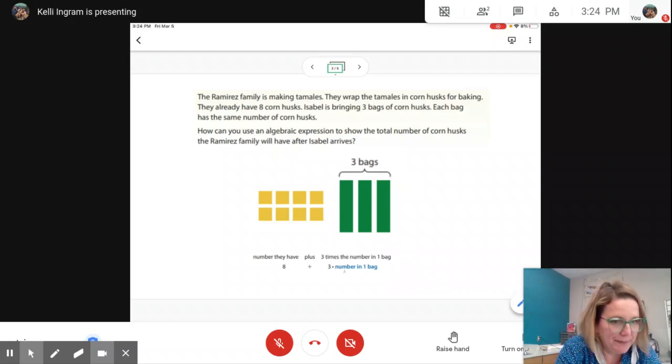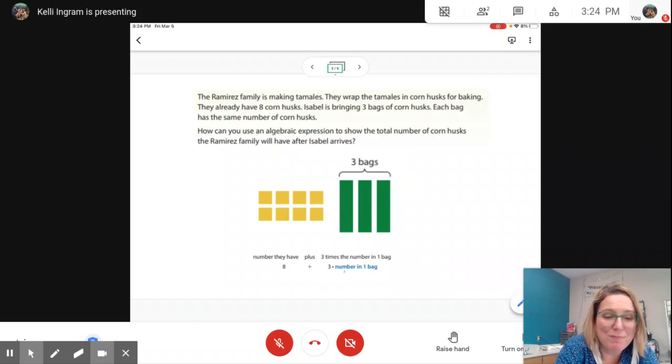All right. The Ramirez family is making tamales. They wrap the tamales in corn husks for baking. They already have 8 corn husks. Isabella is bringing 3 bags of corn husks. Each bag has the same number of corn husks. How can you use an algebraic expression to show the total number of corn husks they will have?